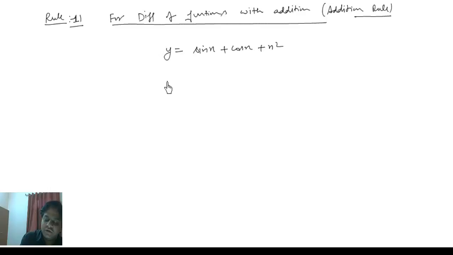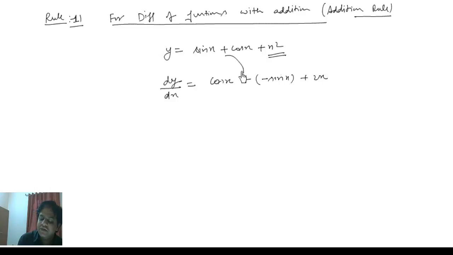plus cos x plus x square. And if somebody asks you to differentiate this function, then for differentiation of sin x, you write cos x plus differentiation of cos x, which is simply minus sin x, and for x square it is 2x. So simply what you have to do is differentiate the function and write the corresponding signs.